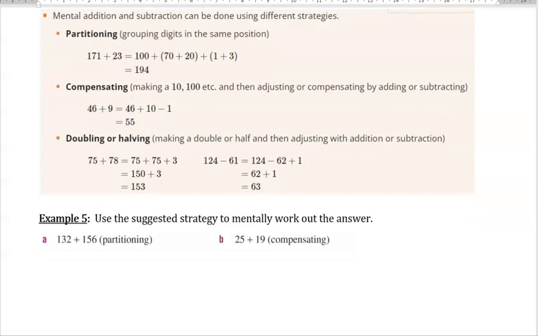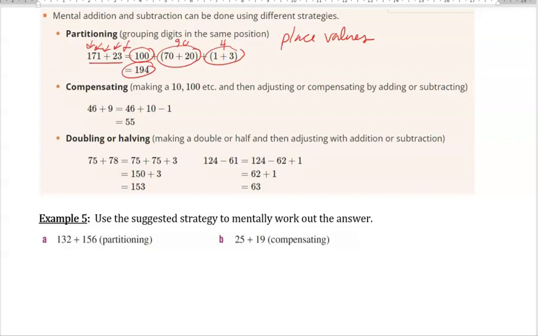So partitioning is when you think about partitioning as place values. So if I'm looking at 171 plus 23, let's take all the hundreds and add them together. Well, there's only one here. Then let's look at the tens. That's 70 and 20. It's not 7 and 2, it's 70 and 20 because they're in the tens place. And then these are in the units place, 1 and 2. So then if we look at those brackets and we have 100 plus 90 plus 4, it's a whole lot easier to come to that in our head.